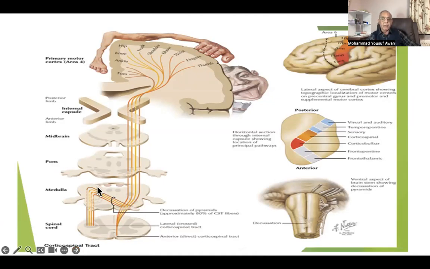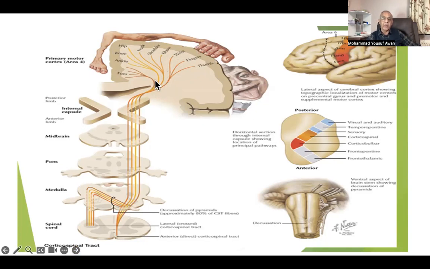So remember this one. This is the motor pathway, or we can call it the corticospinal pathway. It starts from the precentral gyrus. You all know that the whole body is represented there, like the leg on the medial side of the hemispheres, and then the arm and the hand and the trunk and the face.